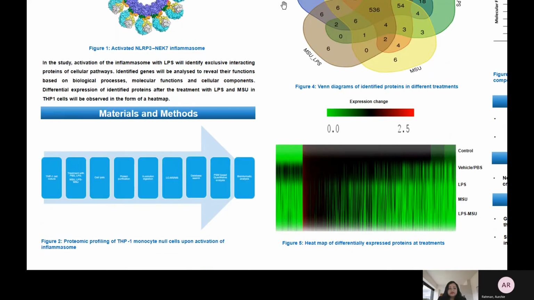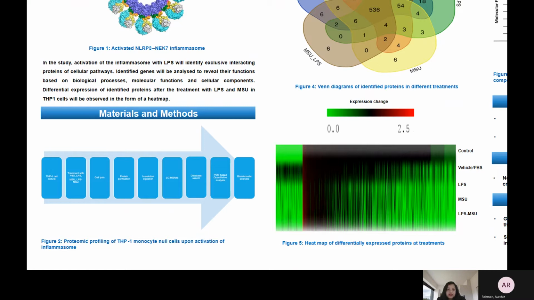produced. In this experiment, we chose the human monocyte cell line THP1. Four different sets of cells were prepared. The first was control, the second was with LPS treatment, the third was with MSU treatment, and the fourth was with LPS and MSU treatment. LPS is lipopolysaccharide, an abundant molecule of bacterial cell walls, and MSUs are monosodium urate crystals, which can activate NLRP3 inflammasomes.